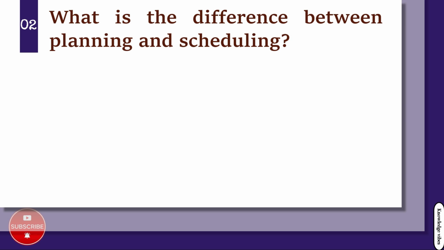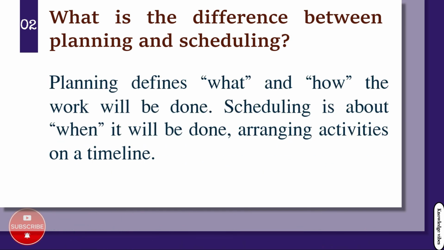What is the difference between planning and scheduling? Planning defines what and how the work will be done. Scheduling is about when it will be done, arranging activities on a timeline.